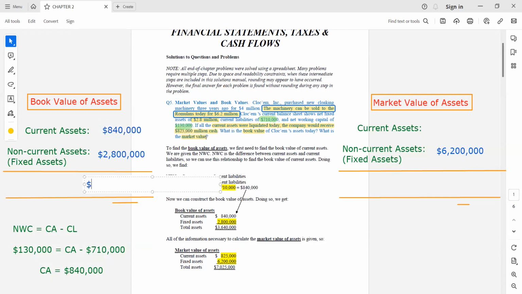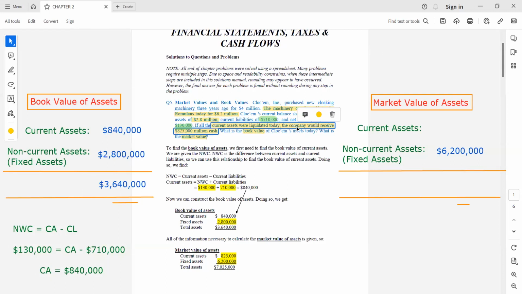Easy. So we add up. How much is the value? 3,640,000. Okay, we are done counting the book value of assets already. Now we need to count the market value of assets. So how much is the market value for the current assets? Here, 825,000.